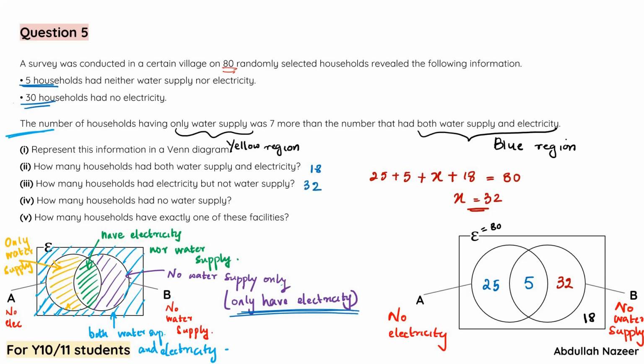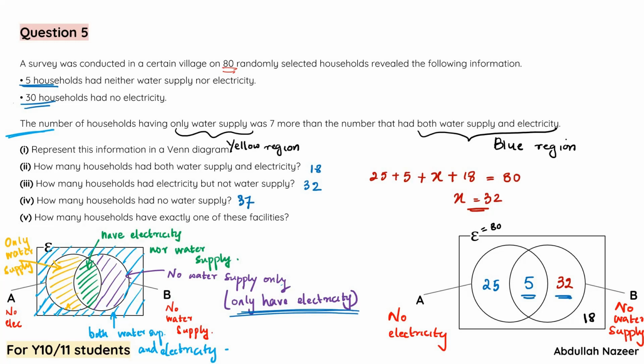The fourth question says, how many households had no water supply? Well, this is asking about set B, because my set B is no water supply. It doesn't tell you whether the house requires to have electricity or not. It just says that it shouldn't have water supply. So that's 32 and 5 put together. So 32 plus 5, that is 37.